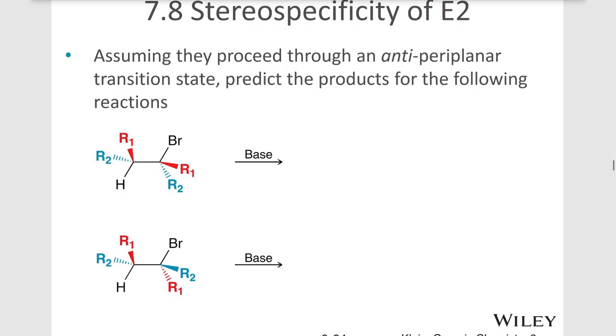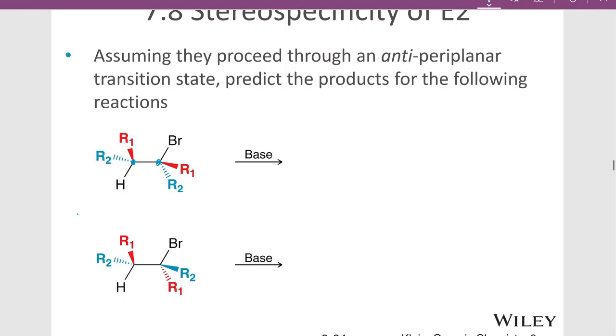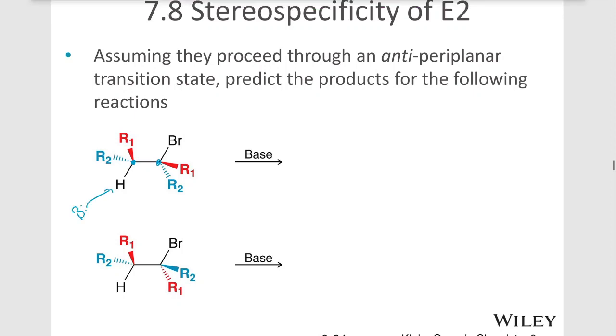Alright, so in order to predict the product, we're going to need to draw the Newman projection. Remember, we're going to be forming that double bond right here. Let me erase that real quick. What we're going to do is the base is going to pull off a hydrogen, form the double bond, and kick out the leaving group.